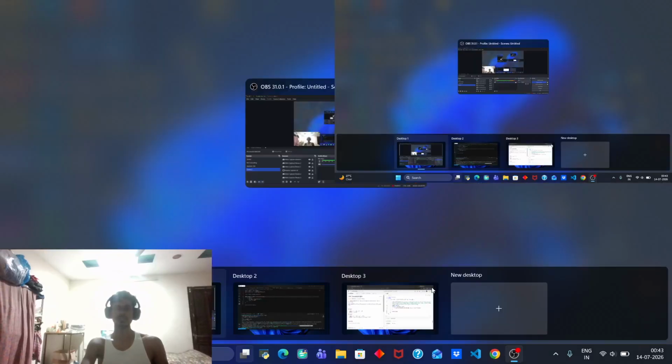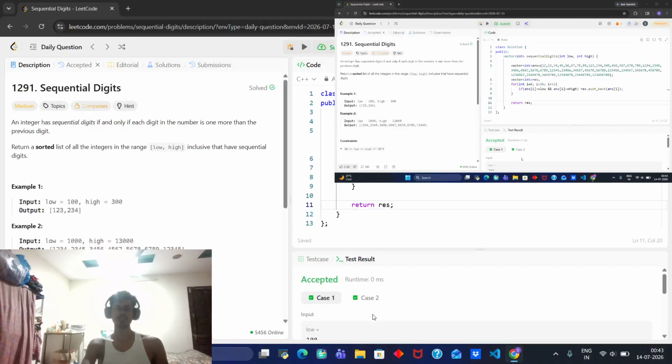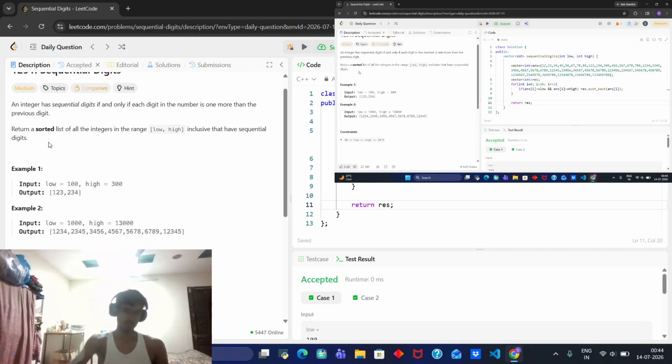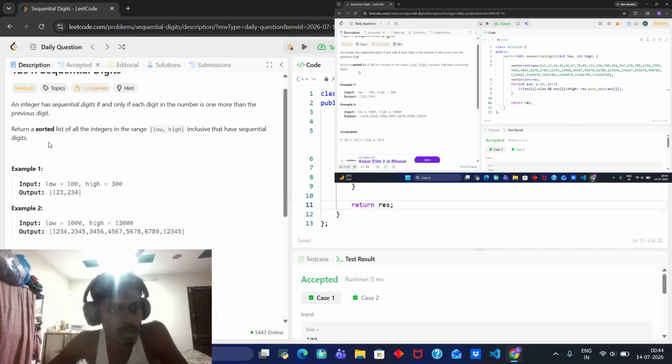Now let's talk about today's POTD question of LeetCode. Basically, it is a medium type question. Problem number is 1291. Problem name is Sequential Digits. Now let's read what the question says.